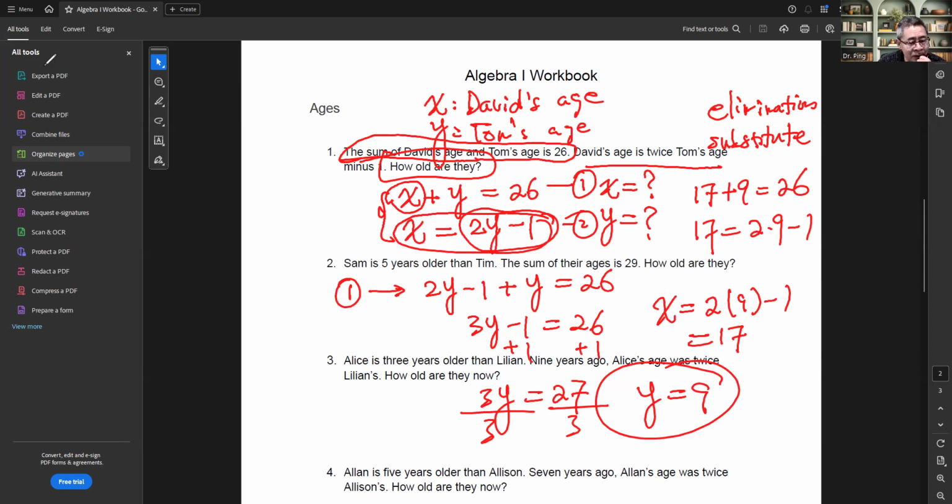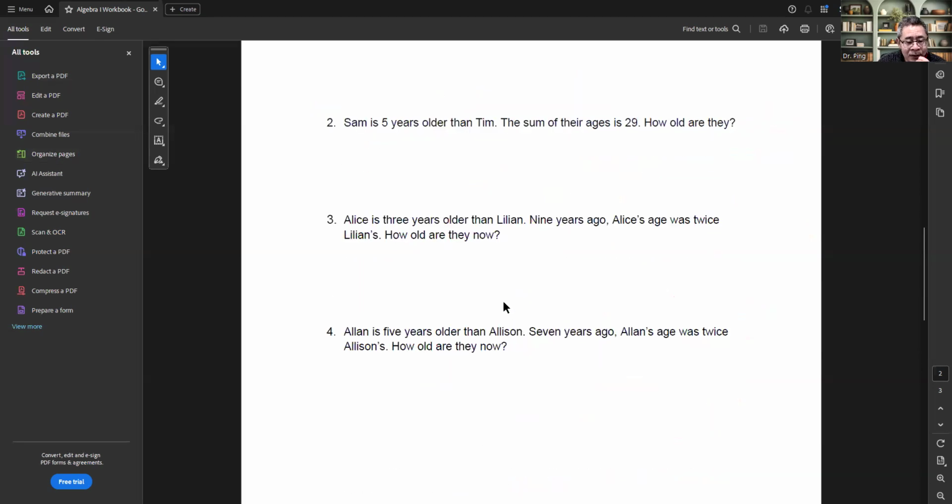Okay, let's look at the second one. The second one said Sam is 5 years older than Tim. The sum of their ages is 29. How old are they? Well, let's see. Same thing, we're going to set up variables because we don't know. So X is Sam's age, and Y is Tim's age. And then we're going to translate that into algebraic equations.